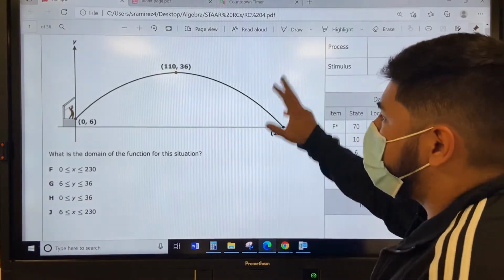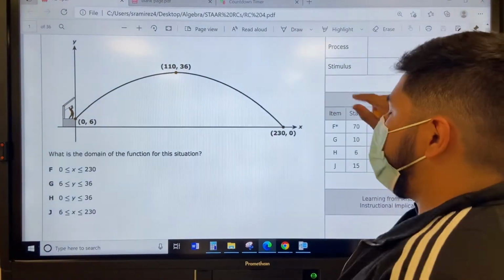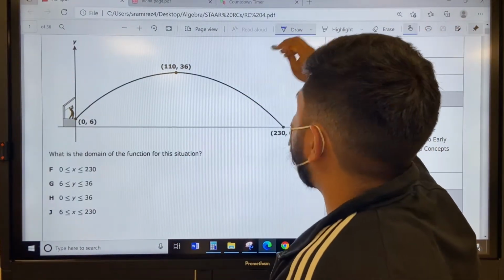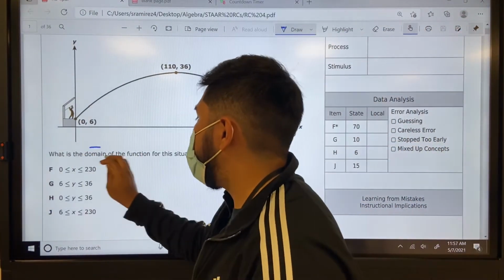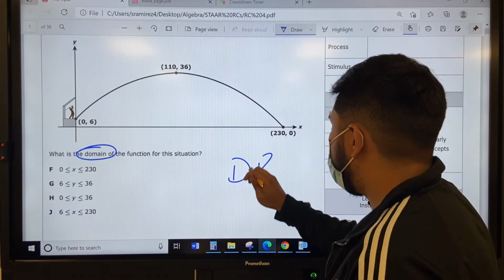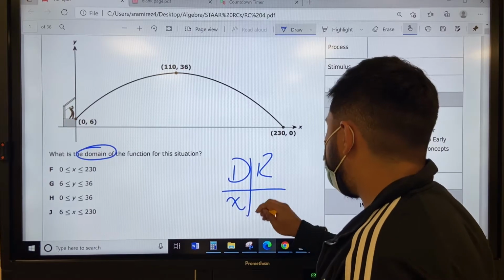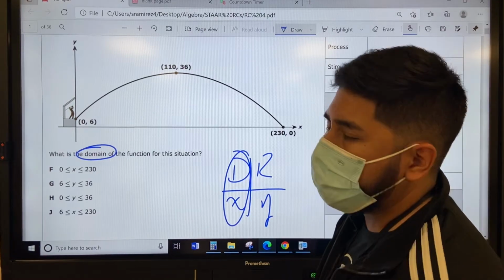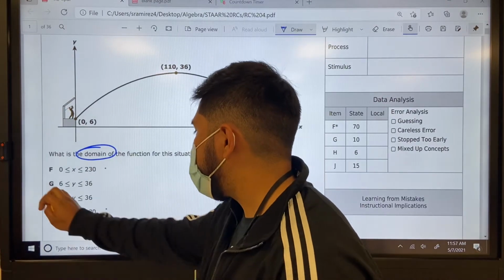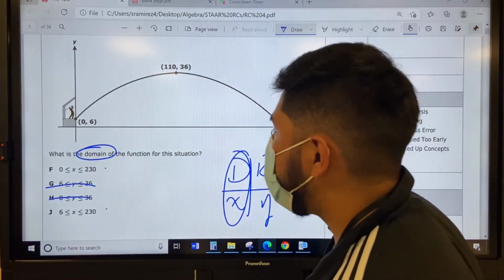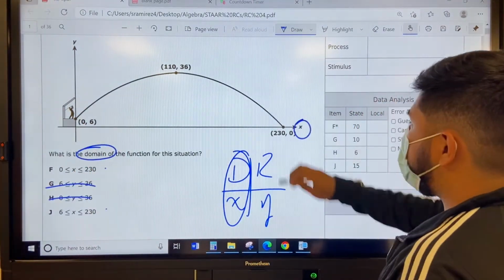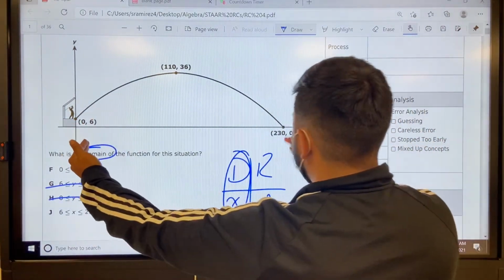Looking at this graph, it's a golfer playing golf. It's asking what is the domain of this function. First things first, domain, we talked about this the other day. X, Y, so it's obviously talking about the x. I can cross out G and H. Domain is side to side, so it's looking at this point and this point.